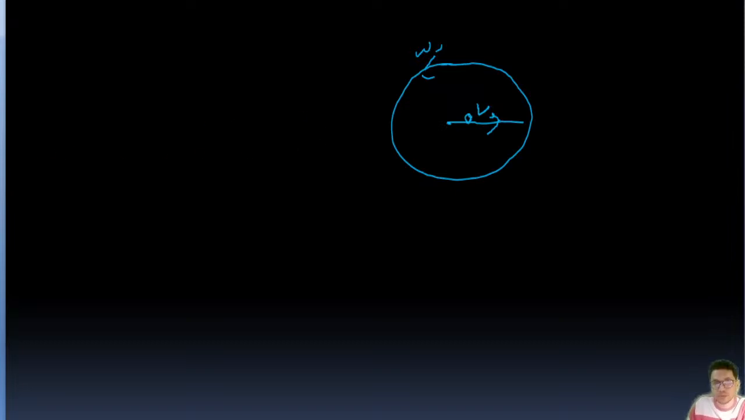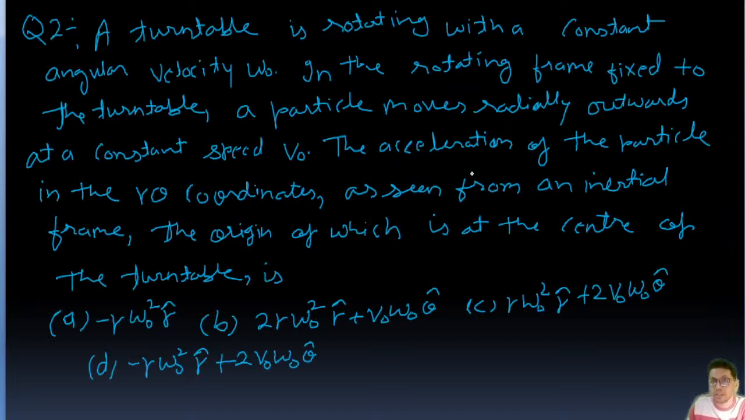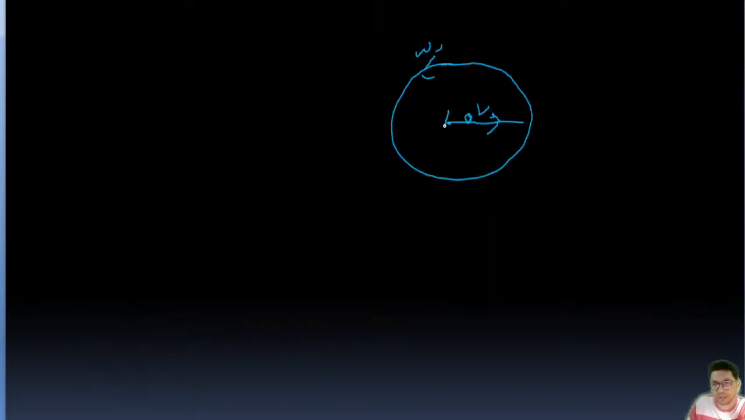Next, we need to find the acceleration of the particle in the r theta coordinates as seen from an inertial frame, not the rotating frame, the origin of which is at the center of the turntable. This is the origin. So that's what is given. Very good question. I'm going to solve it now.